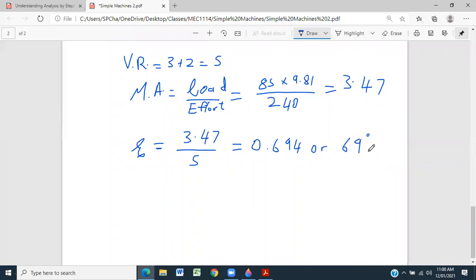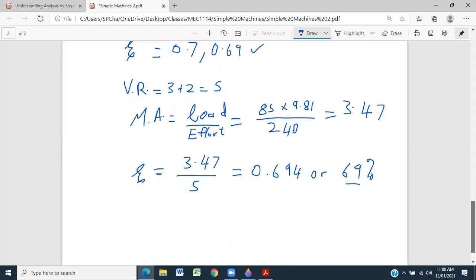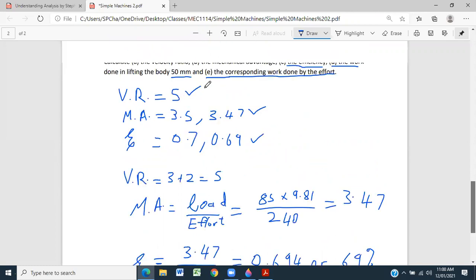Cool. 69%, which is great. And again, that's what these two guys got. 0.7, he rounded up. 0.69, he didn't round up. Again, so 69%. So we found the first three, A, B, C.